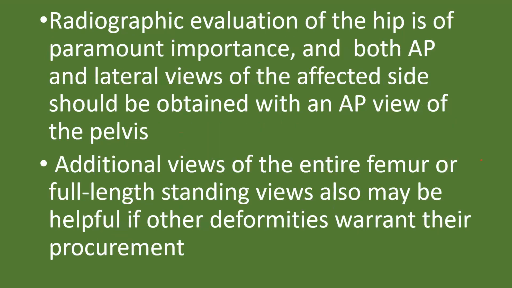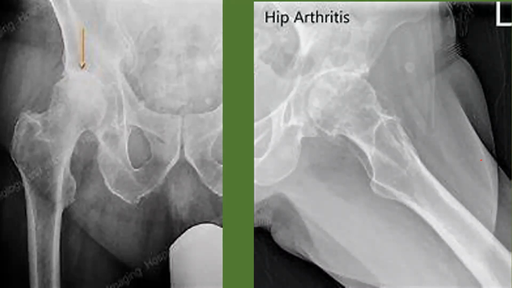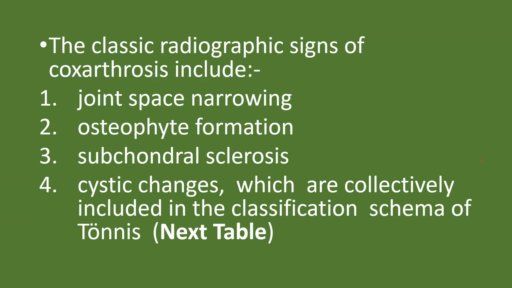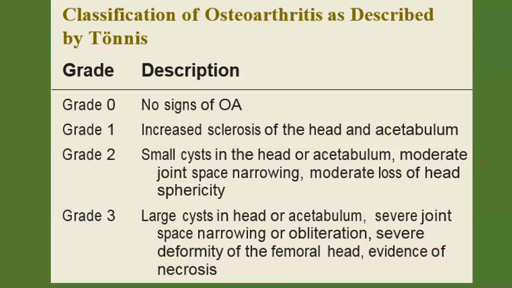Okay, so these are the views that we like to take. We like to take an AP and a lateral view. The classic radiographic signs of coxarthrosis include joint space narrowing, osteophyte formation, subchondral sclerosis, and cystic changes, which are collectively included in the classification schema of Tönnis. And this is the Tönnis classification.